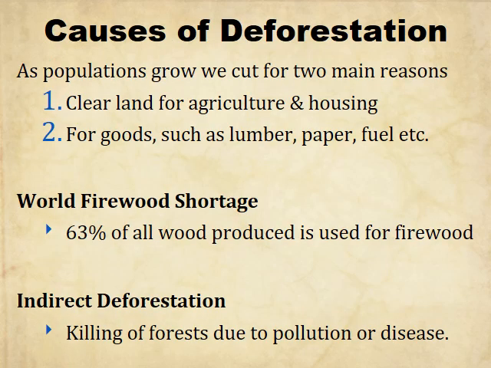The biggest cause of deforestation is clearing land for agriculture and housing, and then the next one is goods such as lumber, paper, fuel. We are in a world firewood shortage. 63% of all wood produced is used for firewood. We're not talking about in New Jersey, where you have a couple pieces of wood that you throw in your fireplace when it gets cold at night. We're talking about developing countries where fuel wood and wood cut down from trees is their only source of heat. And a lot of land is being cleared for fuel wood. And then you have indirect deforestation, the killing of forests due to pollution or disease.